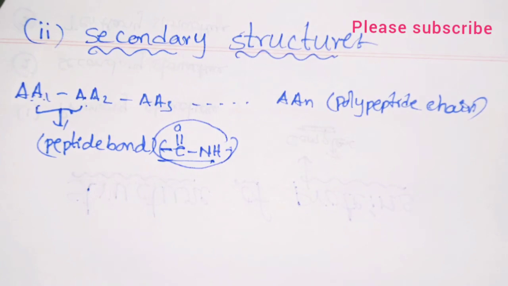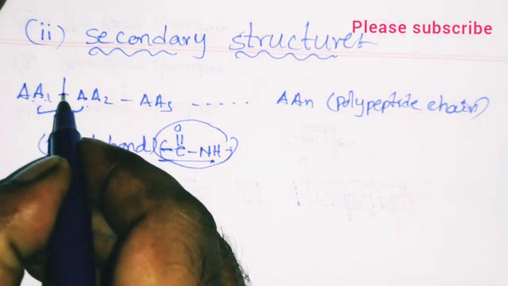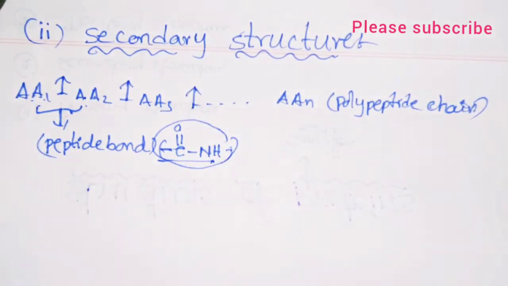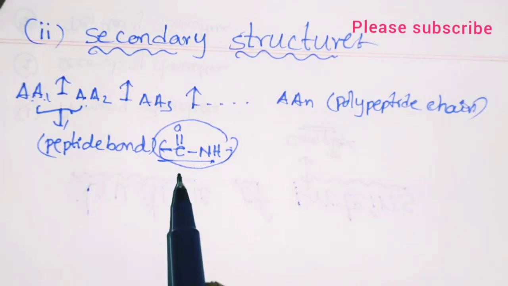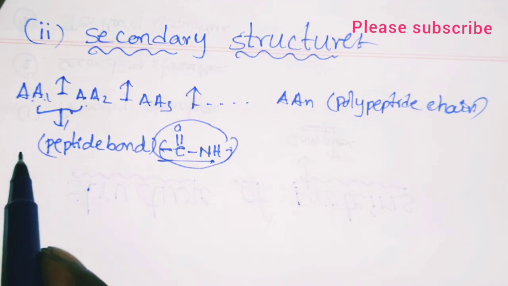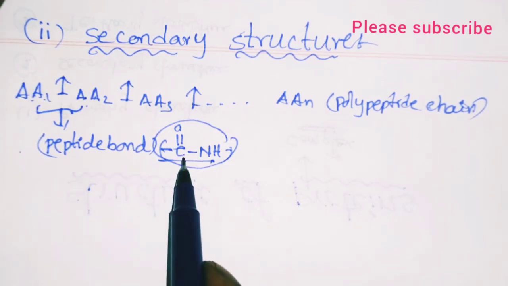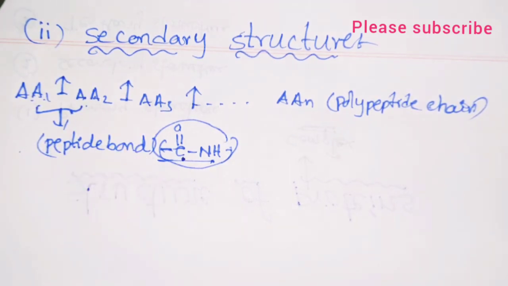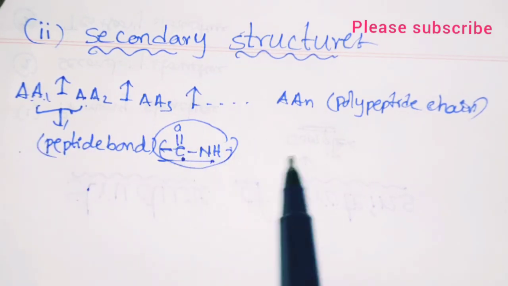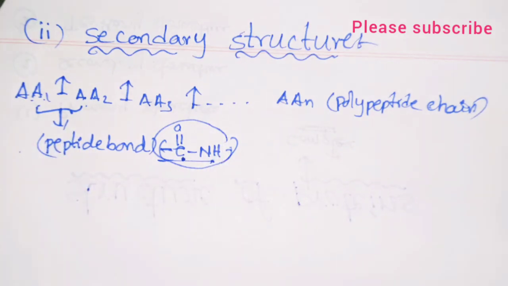That means here one CONH group, here also one CONH group, here also one CONH. So in this polypeptide chain, many CONH groups are there, and that is what is called a polypeptide. If only two CONH groups are there, it is a tripeptide. If only one is there, it is a dipeptide, because two amino acids are joined together. So CONH bonds are there between the amino acids.